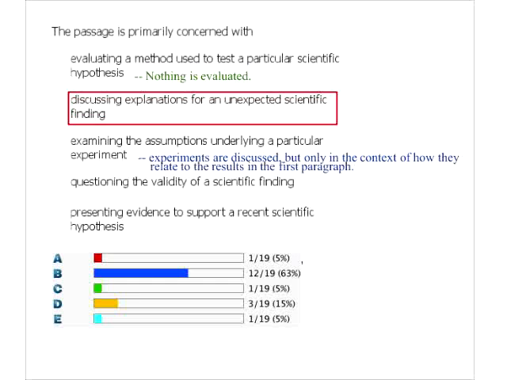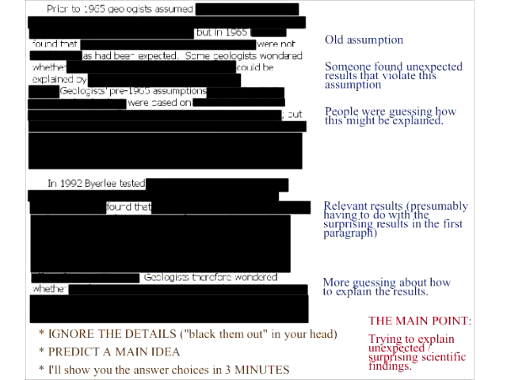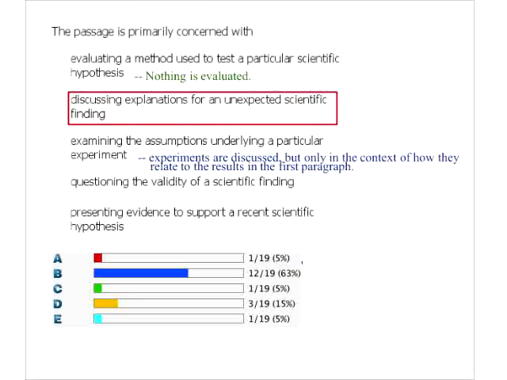Questioning the validity of a scientific finding? Absolutely not. The validity is not questioned at all. Your scientific finding is that, right there. In 1965, somebody found that something was not as expected. That is not questioned at all in this passage. The passage finds a bunch of possible ways to explain that. Like, this might be true because of this, it might be true because of that. But the validity of that is never questioned.